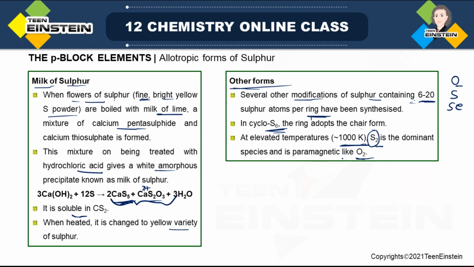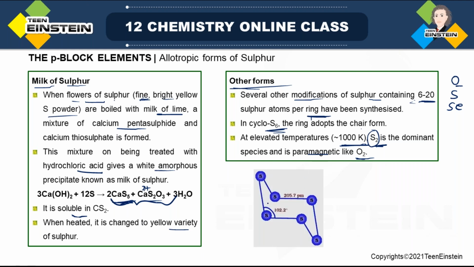And during the discussion of oxygen, we have already seen in the molecular orbital diagram that oxygen is actually paramagnetic because of the presence of 2 unpaired electrons. Now, as sulfur is also existing just like oxygen, that is in diatomic form, this will also be paramagnetic like oxygen. Okay, so there will be some similar type of behavior. So when it remains in the diatomic form at elevated temperature, just like oxygen, then it will be paramagnetic.